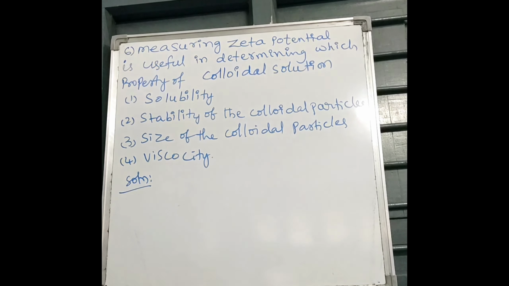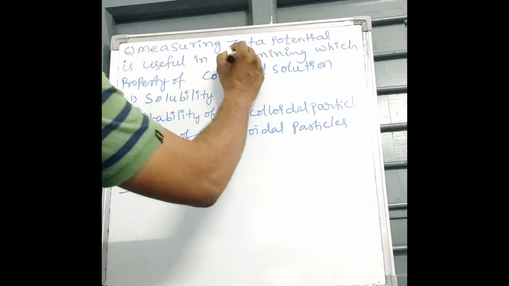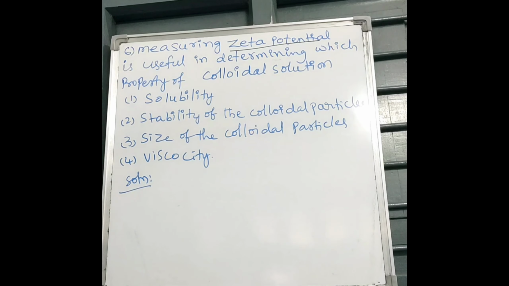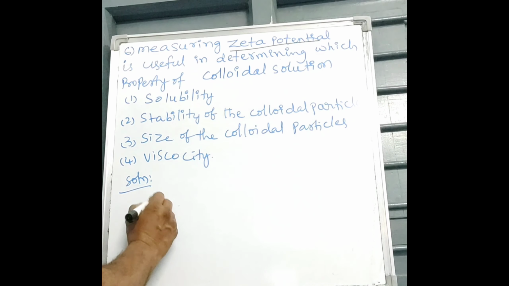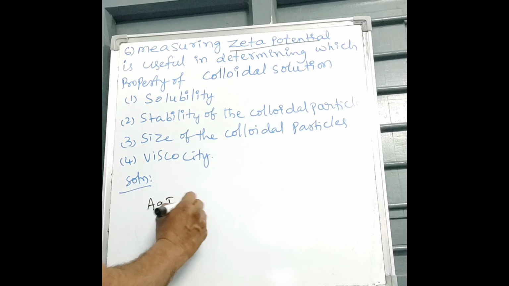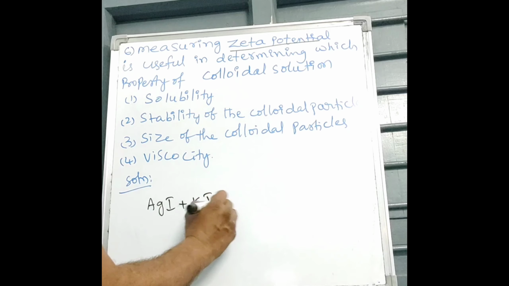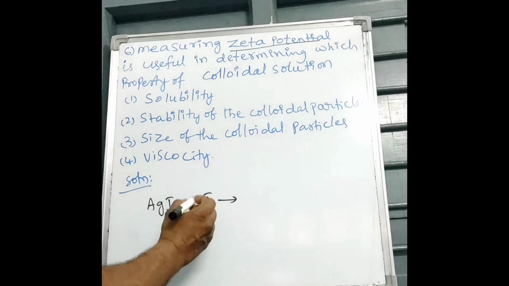The next question is from colloid topics. Here, measuring zeta potential is useful in the determination of the property of a colloidal solution. Which property of colloidal solution? For example, first we should know about the zeta potential. Say when we add potassium iodide to AgI colloid, what happened?